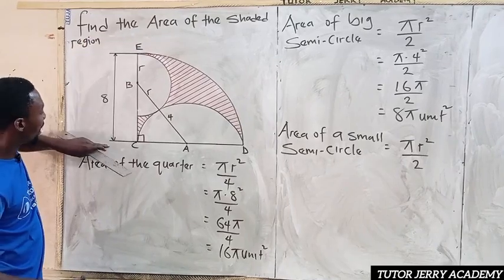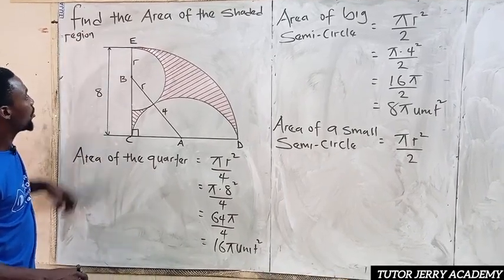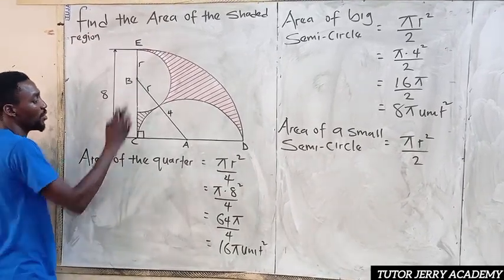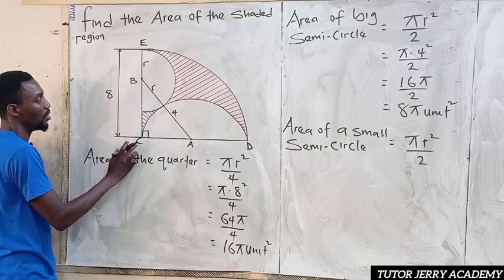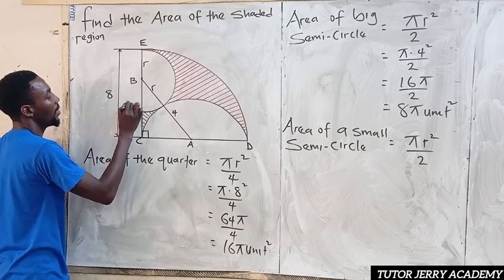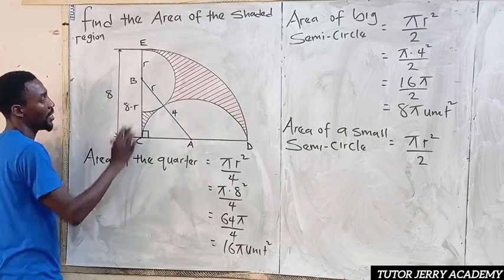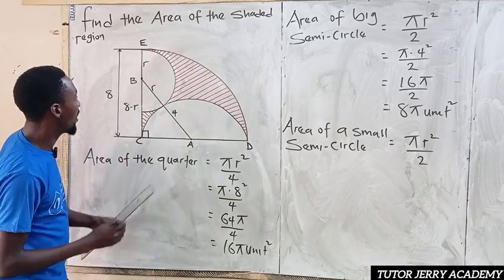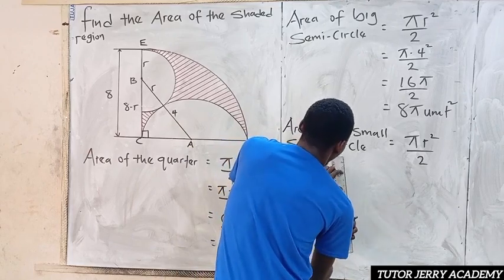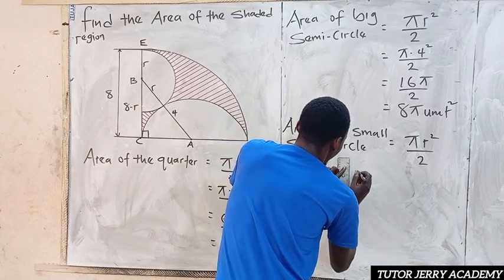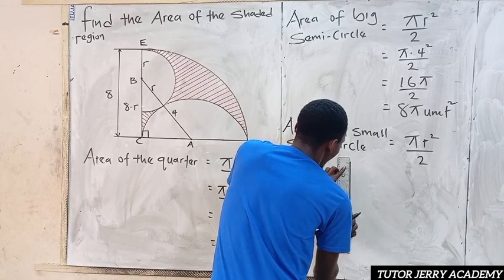Now that we know that from this place to this place is R, and then we know that the full length here is 8, for us to get this point to this point, I'm going to subtract R from 8. So it shows that 8 minus R will be from here to here. So the full triangle now, let's bring it out, so that we now perform our analysis on it to get the radius of the small semicircle.